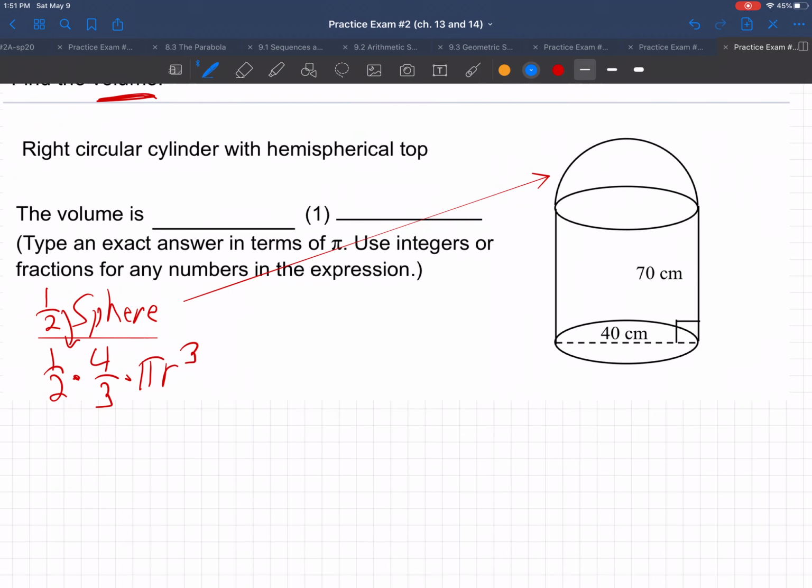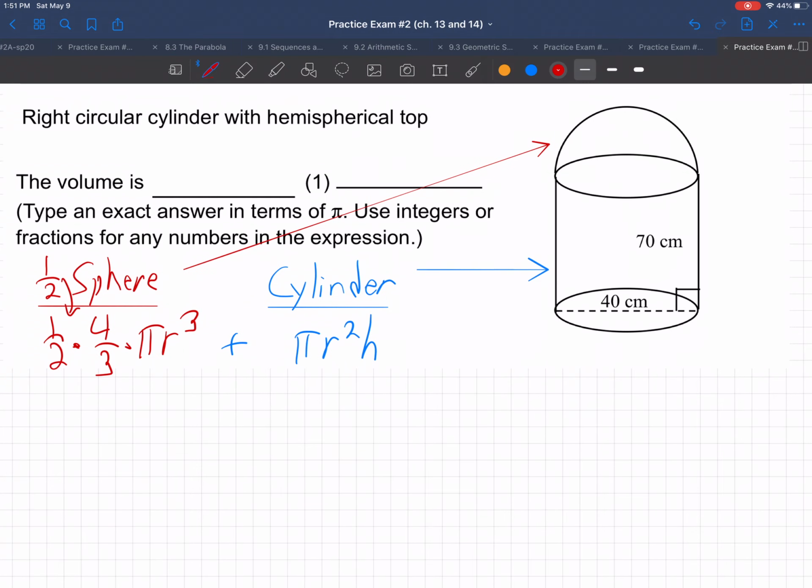Now, in addition to that, we also have the cylinder as the sides here, right? So we have the cylinder. So what's the volume for a cylinder? Pi r squared h. And we need to add those together.